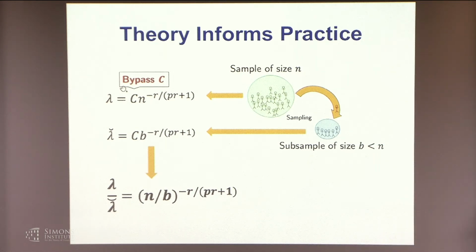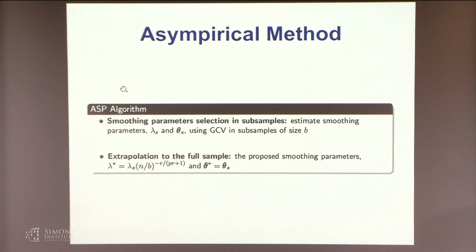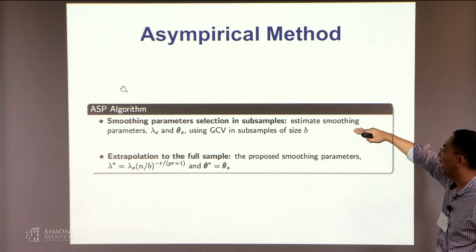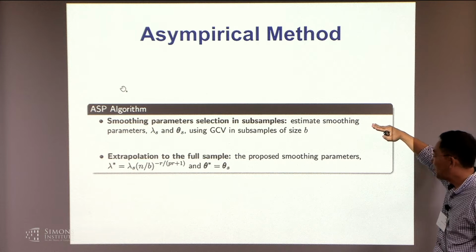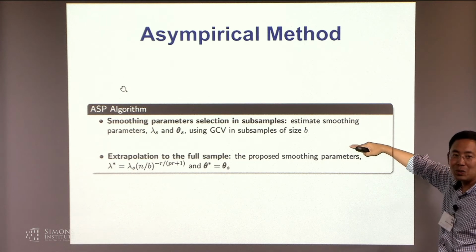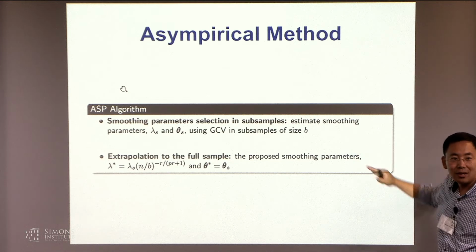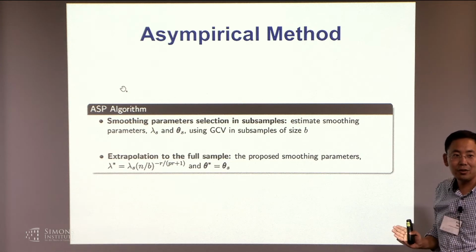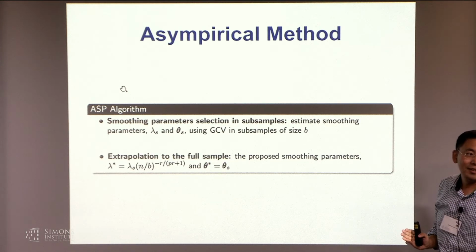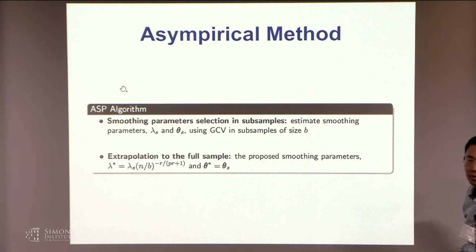So now let's see how simple this algorithm is. In the subsample, you use the empirical method and calculate the smoothing parameter. Then you use that theoretical formula, extrapolate to the full sample, and you get it.